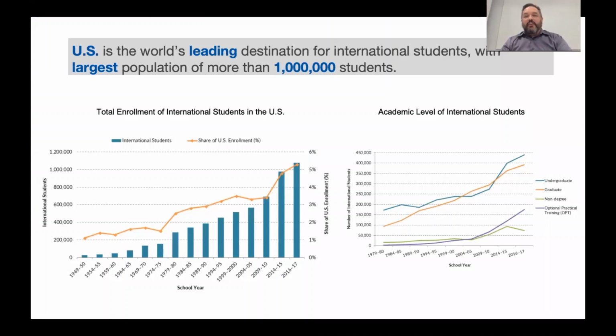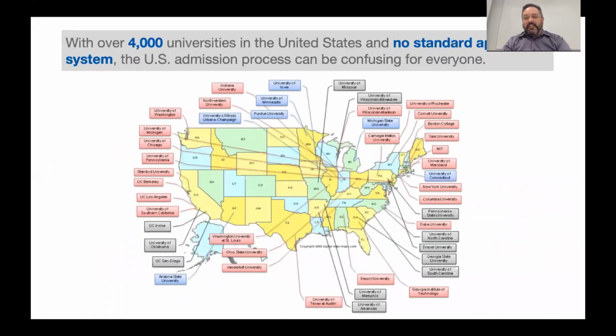So you'll see here there are over 1 million international students studying in the United States. That's an incredible number. They're studying at universities throughout all the United States. You'll see here some charts showing you the progression of students. The number of international students coming to the United States continues to increase, and we could be extremely happy about that. The U.S. is the world's leading destination for international students. And again, with the charts, you see the climb there.